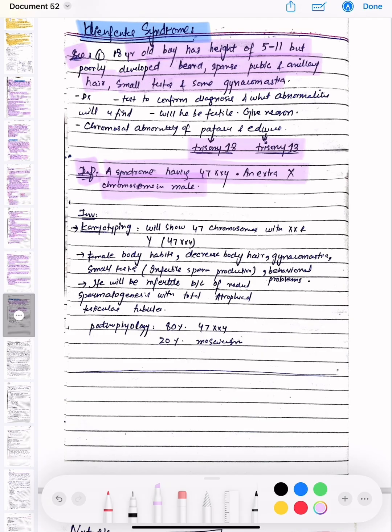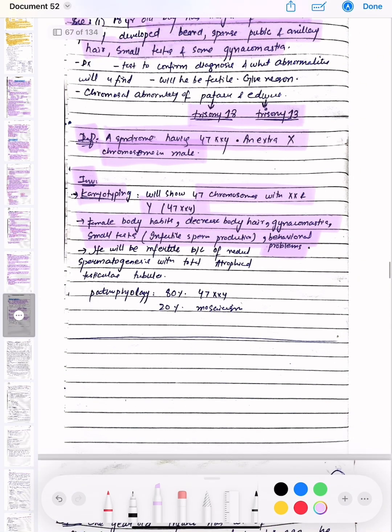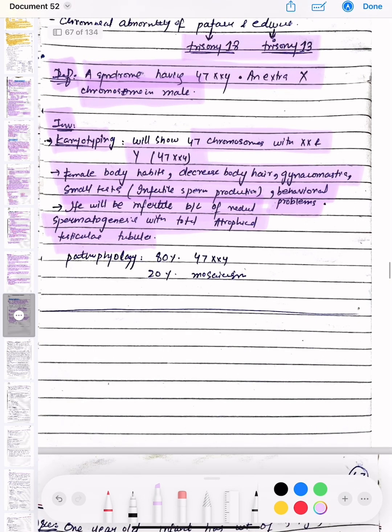Now, what are the investigation options? Karyotyping will show 47 chromosomes with XXY. The female body habitus will be present, with decreased body hair, gynecomastia, small testes, infertility, and behavioral problems. He will be infertile because of reduced spermatogenesis with total atrophy of the testicular tubules, and regarding pathophysiology, 80% is 47 XXY and 20% is mosaicism.